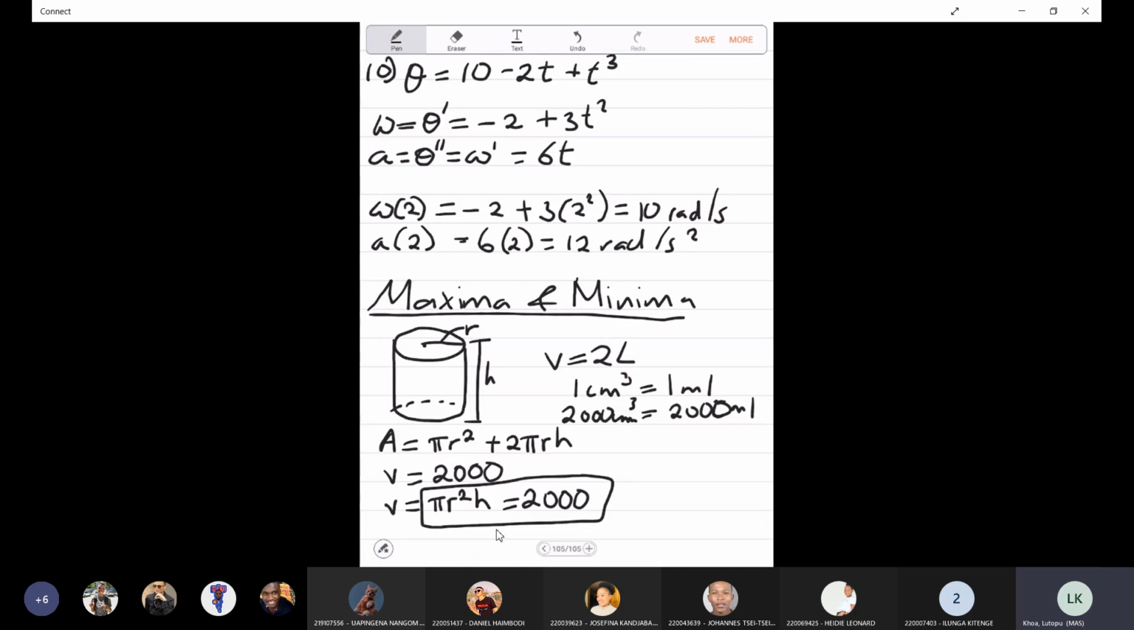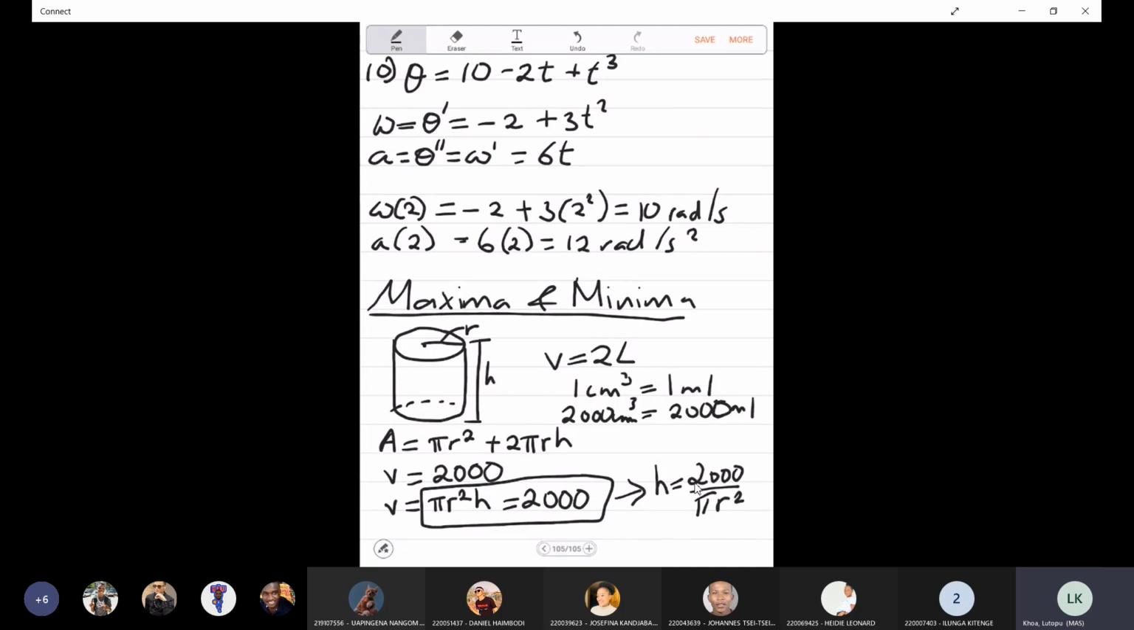So you always want to pick the variable that will make your substitution easier. Here, making h the subject of the formula will be easier to work with when I substitute it in there, unlike making r the subject of the formula. Then I end up with square roots and it's more complicated, and you always want your life to be as easy as possible. So from here, we can see that h is equal to 2000 over pi r squared.